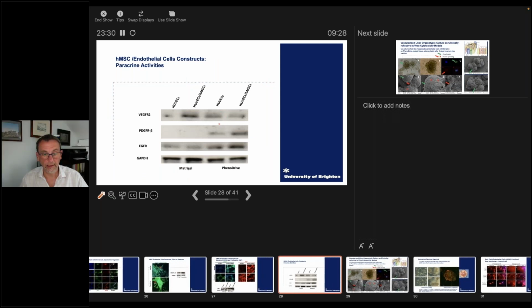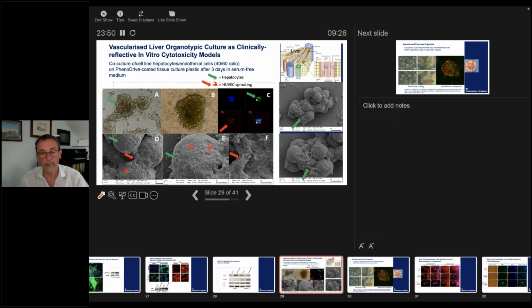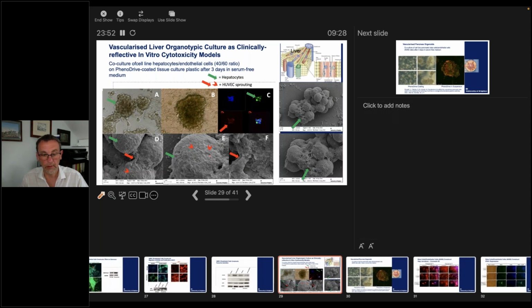Also, the paracrine ability of these stem cells and endothelial cells was looked at for different growth factors in different circumstances. Again, this is too much to go through in detail today. Rather, I want to show you another example of how PhenoDrive can be used.